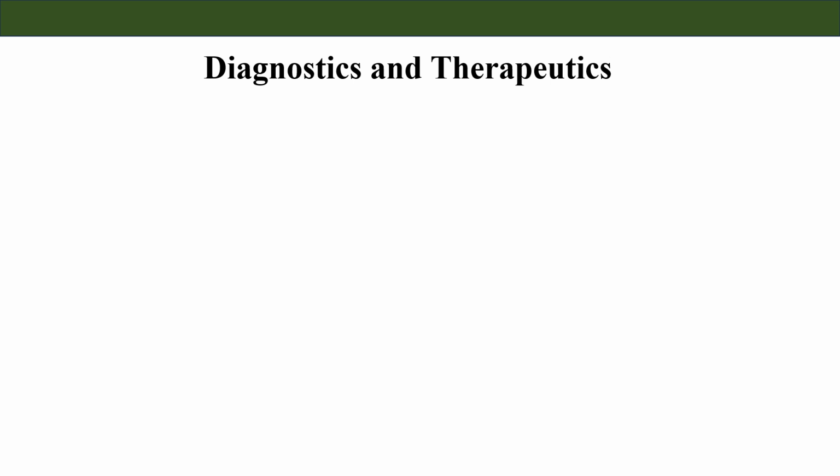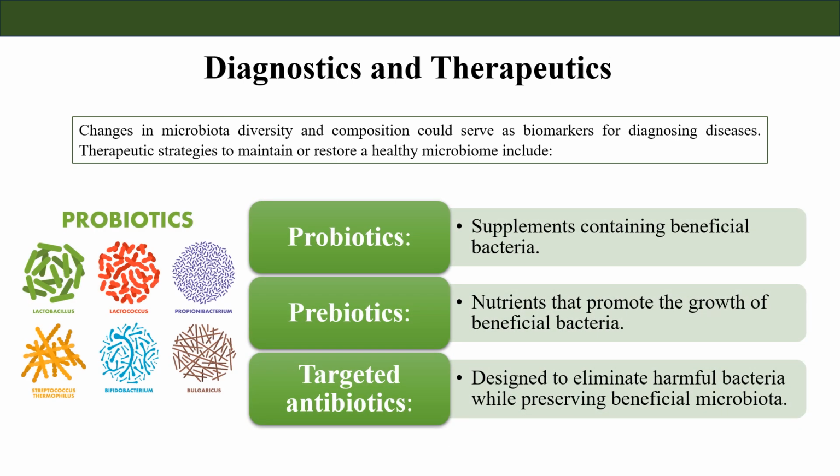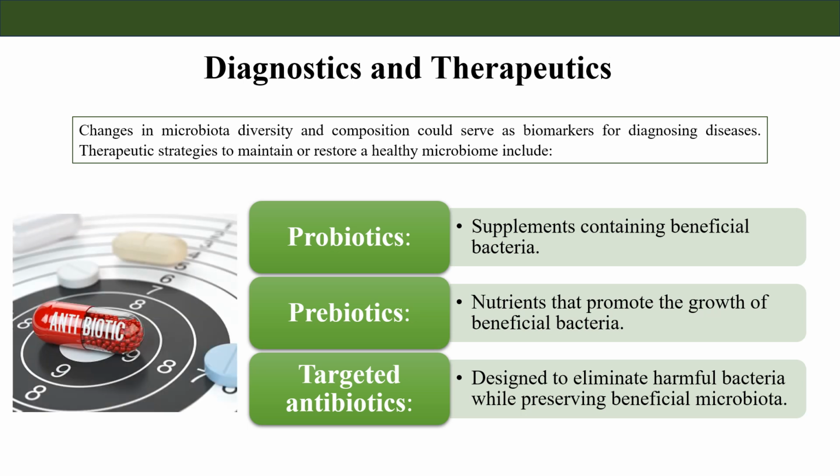The relationship between dysbiosis and disease offers opportunities for advanced diagnostics and therapeutic interventions. Changes in microbiota diversity and composition could serve as biomarkers for diagnosing diseases. Therapeutic strategies to maintain or restore a healthy microbiome include probiotics, which are supplements containing beneficial bacteria that help restore the natural balance of the microbiome, prebiotics, which are nutrients that promote the growth of beneficial bacteria, and targeted antibiotics, which are designed to eliminate harmful bacteria while preserving beneficial microbiota. These approaches aim to correct dysbiosis and restore the microbiome to a healthy state.